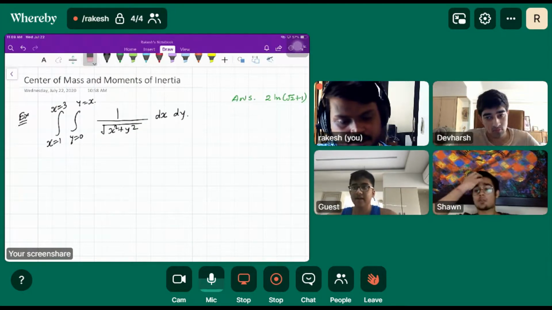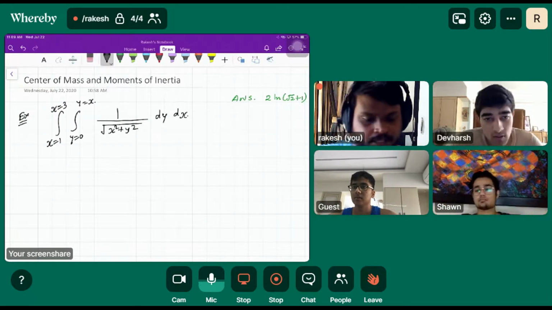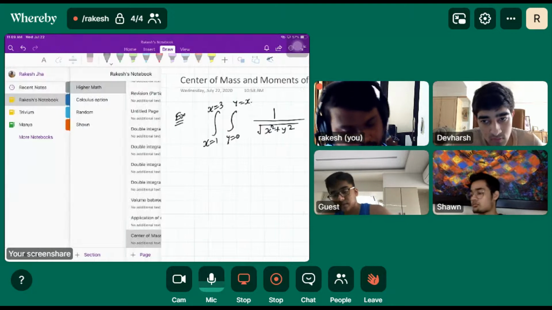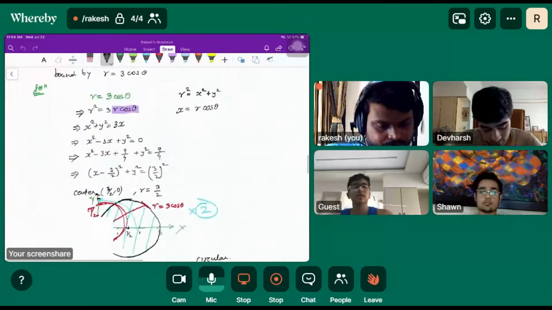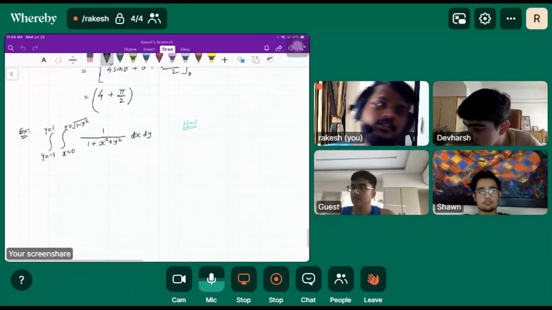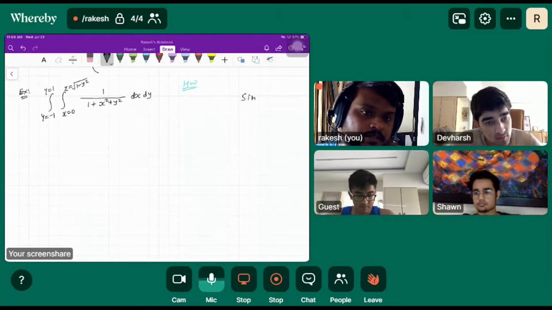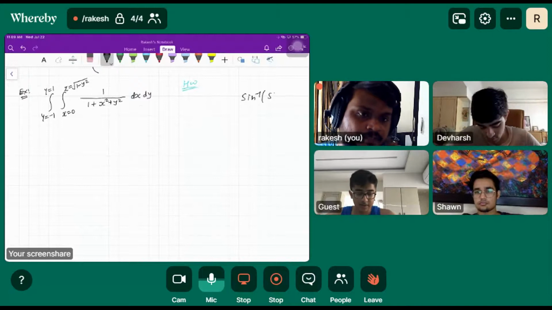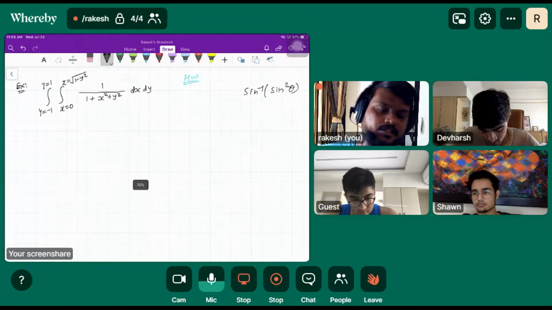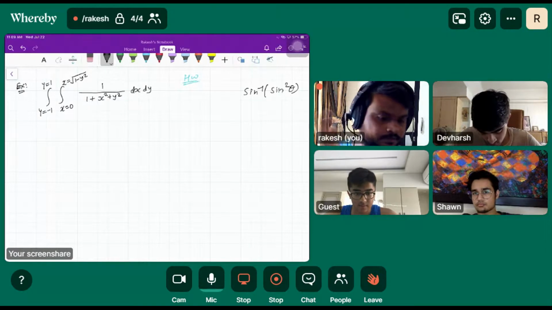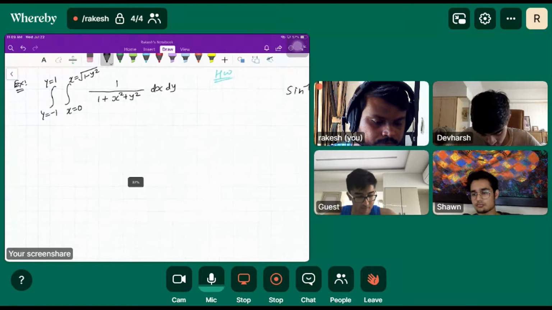So what is sine inverse of sine square theta? Just a second. The homework question was... What did you ask, Mano? Sine inverse of sine square theta? Sine inverse of sine of what? Sine square theta. It's just an inverse function. Inverse sine of sine theta is theta.